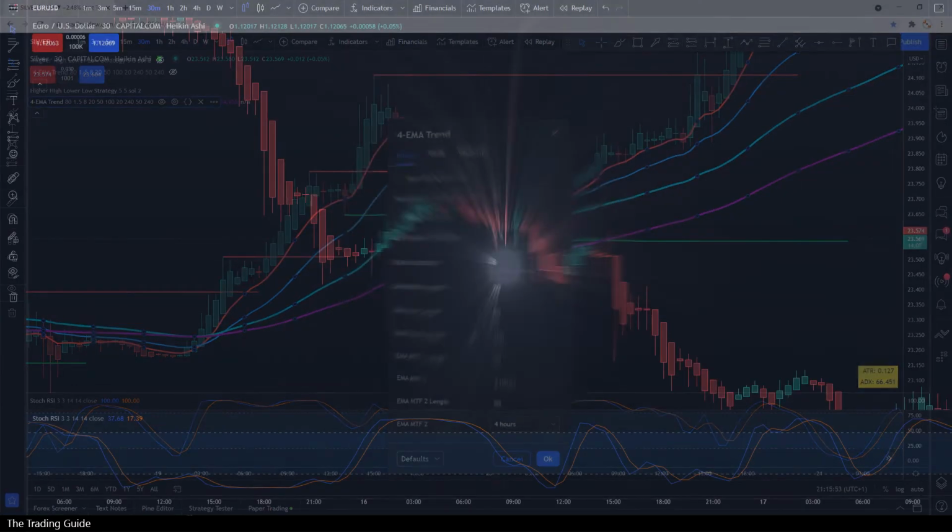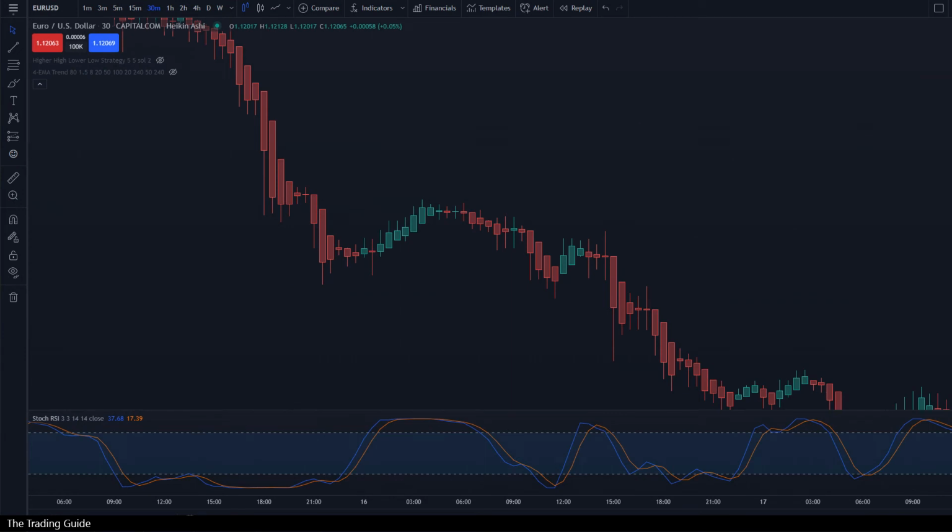Okay, so let's come to the strategy. This is the Euro USD 30 minutes chart, and what we are searching for is a strong movement to the upside or the downside. Here we have a movement to the downside, red candles, and then we can see a pullback, in this case green candles getting smaller and smaller. And what I expect then is price going down again after this pullback.